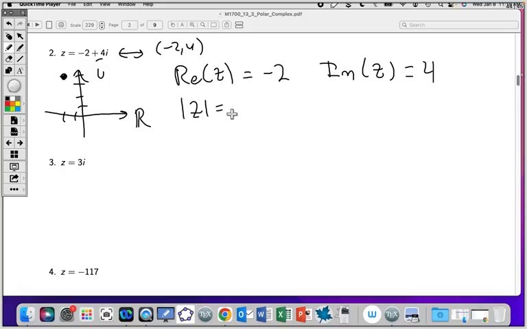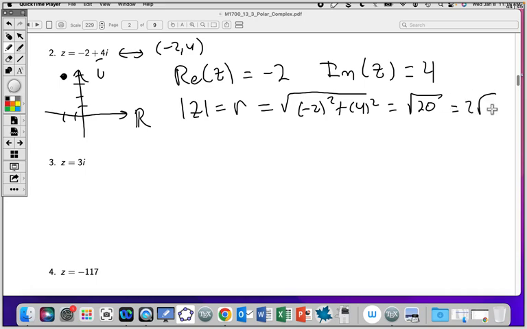The modulus of z, once again, is the same as the radius of the circle that point would be on. That's the square root of x squared plus y squared, which is the square root of the real part squared plus the imaginary part squared. So I get 4 plus 16. That gets me the square root of 20. 20 is 4 times 5, so this would simplify to 2 square roots of 5.